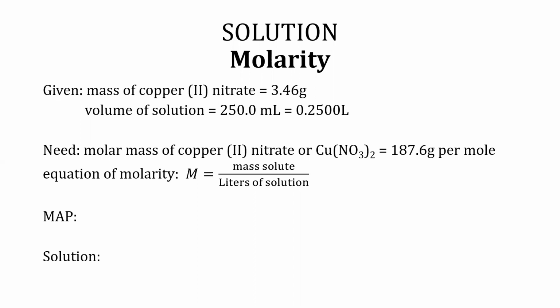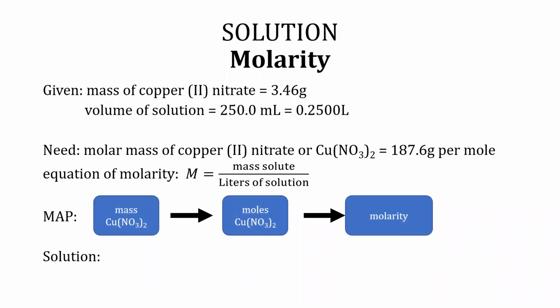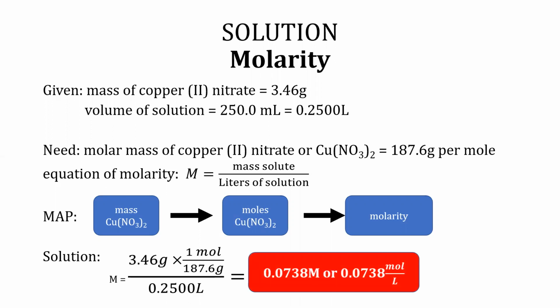One needs the molar mass of copper(II) nitrate, which is 187.6 grams per mole, and the equation of molarity, which equals moles of solid over liters of solution. Using the solution map, start with the mass of copper(II) nitrate, convert to moles of copper(II) nitrate, and divide by the total volume of the solution to calculate the molarity of the solution. After inserting all the values in the equation, the molarity is 0.0738 M, or 0.0738 mole per L.